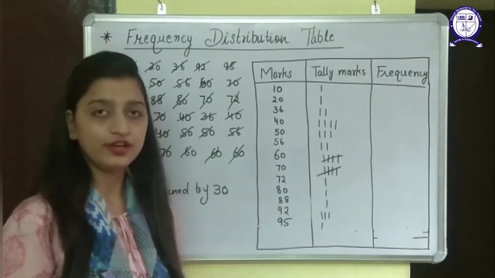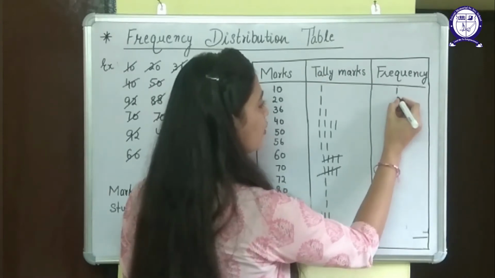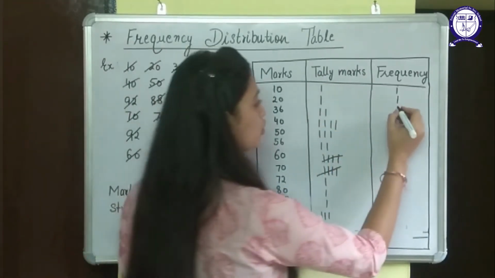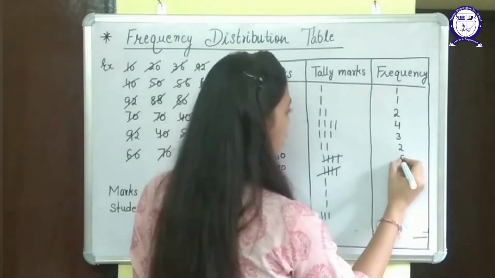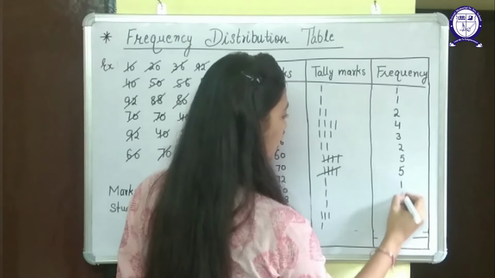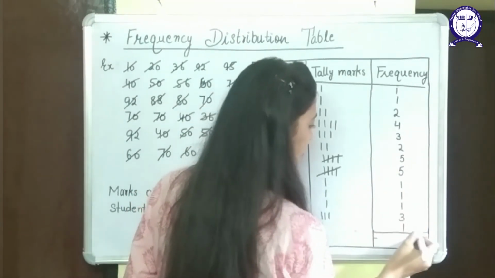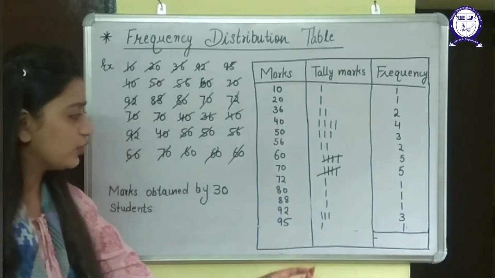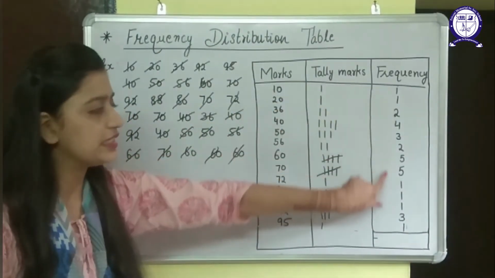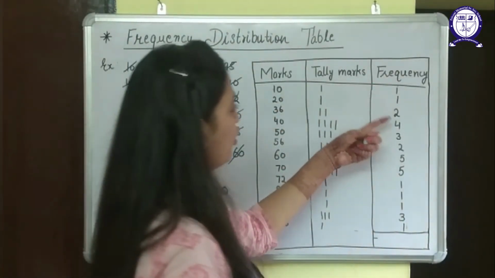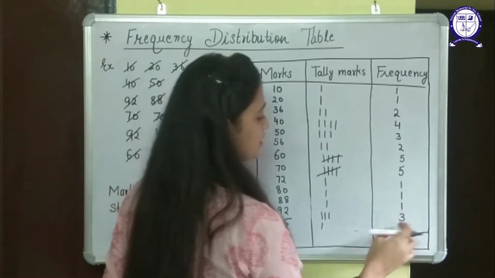Now I will find the frequency. How? I will just count them. That is 1, 1, 2, 4, 3, 2, 5, 5, 1, 1, 1, 3 and 1. These are my 5s. Now I will add these numbers: 4, 8, 11, 13, 23, 24, 25, 26.